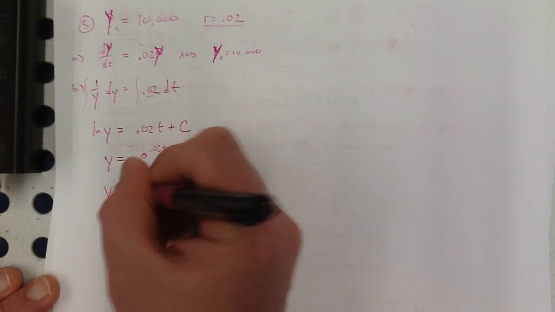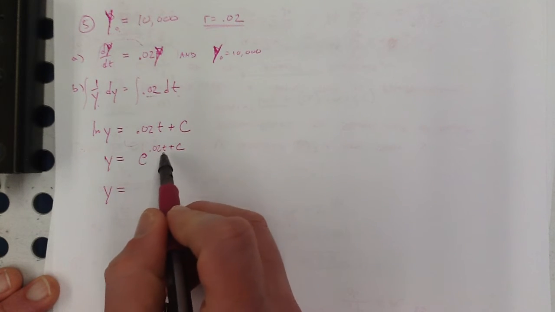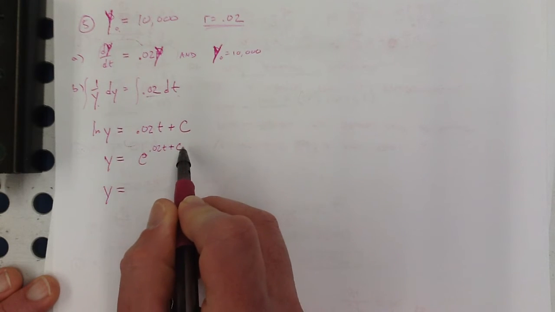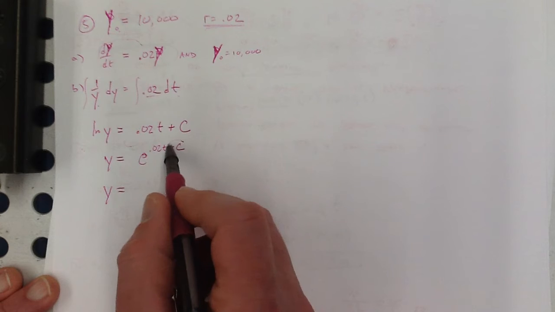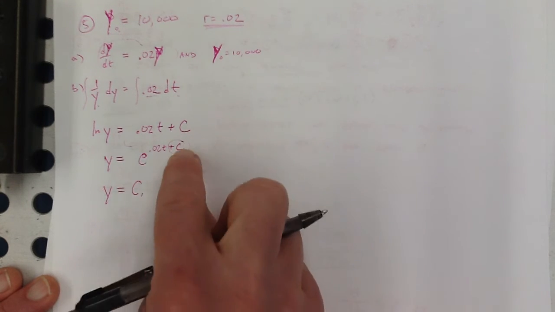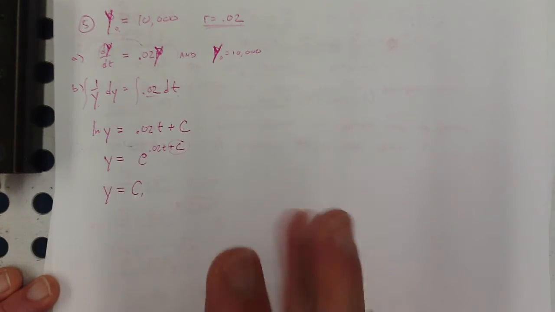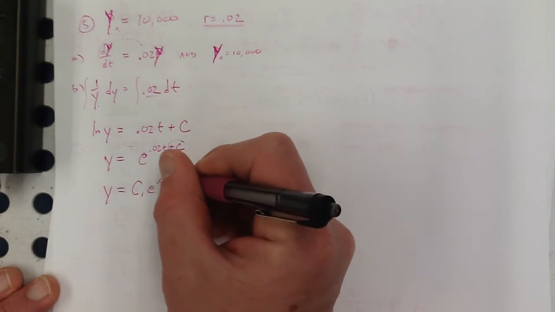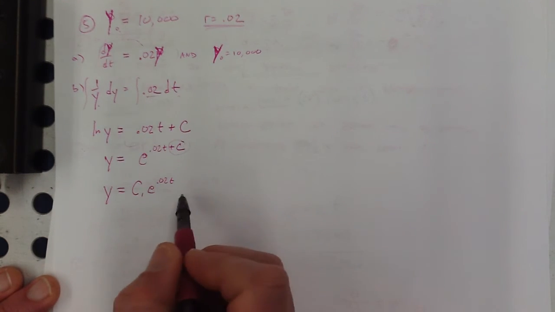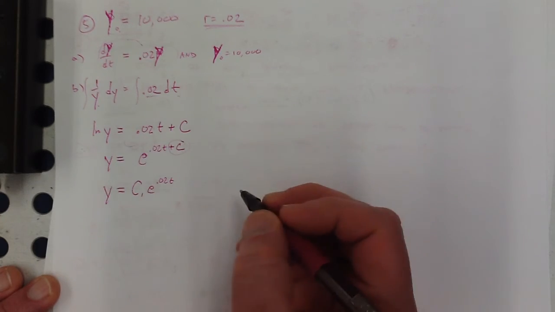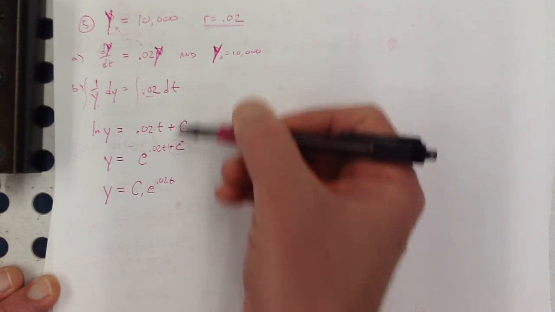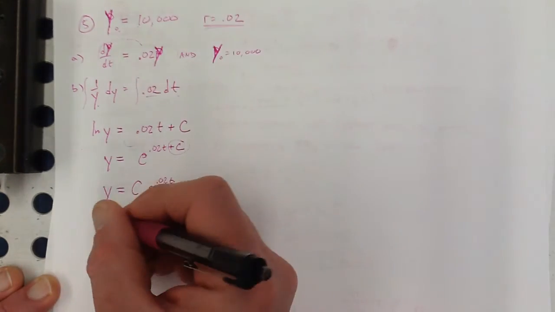And because of the way exponent rules work, this is the same as e to the 0.02 t times e to the c, and that's just some other constant. So this constant, when we get that up there, can come down. I'm going to call it c1 because it's not the same number as this, but I haven't solved for it yet. So I can move that down, and you can see now this is like the PERT formula that you learned in pre-calculus.